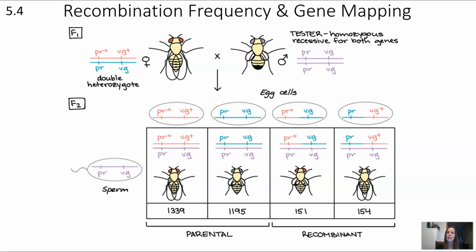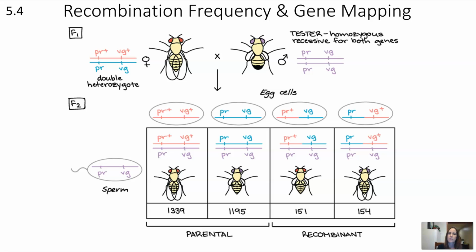Now remember that crossing over between two genes is going to be more likely the farther apart they are. Saying that another way, the closer two genes are, the less recombination you're going to have. So if we have very few recombinants, we know that those genes must be very close together. Having that information actually allows us to make a map of the genes.